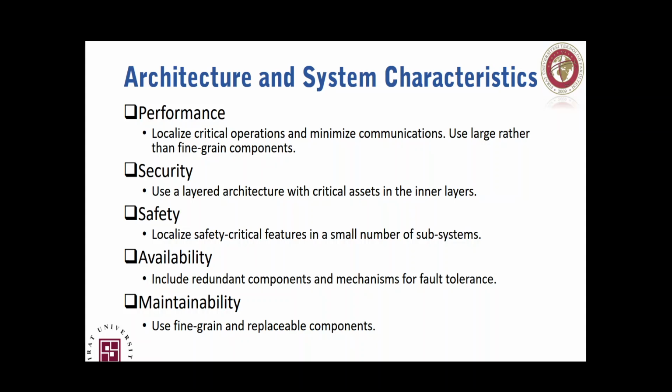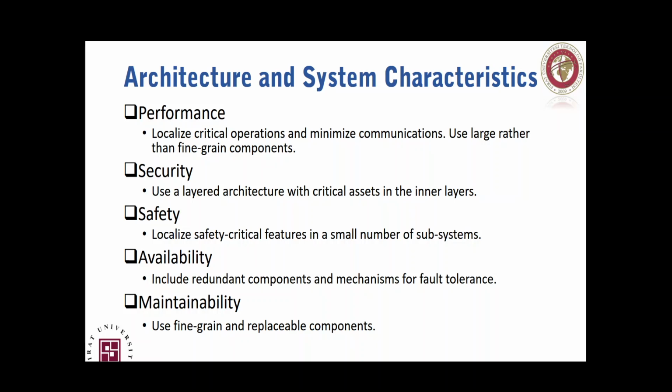Okay. How about safety? We can also localize the safety features in a small number of subsystems, so in that case we can lower the cost of having any problem in the system. Availability. We may have redundant components to maintain the availability of a system, and also we may think about some mechanisms for fault tolerance. That means having a fault in the system, but yet the system is running. You may think about a backup or backup components.